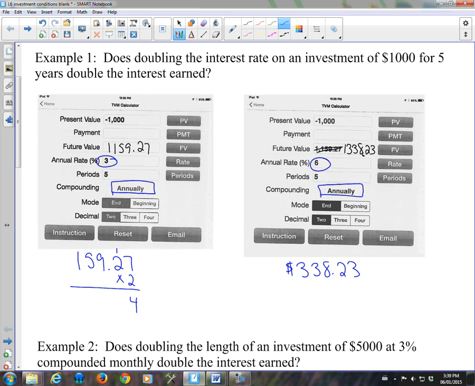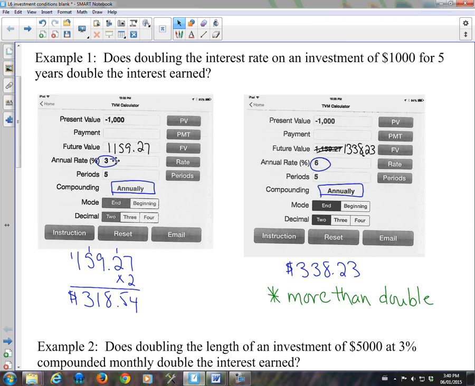So that'd be 14, carry the 1. 5, 18, carry the 1, 11, carry the 1, 2. That'd be $318.54. So did doubling the interest rate double the interest? No, doubling the interest rate more than doubled the interest. So a higher interest rate is always better.